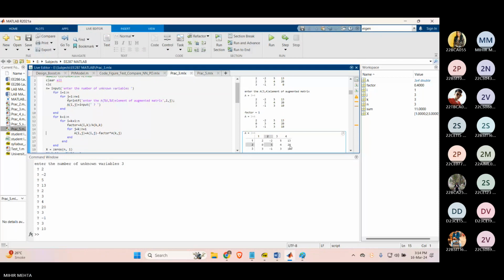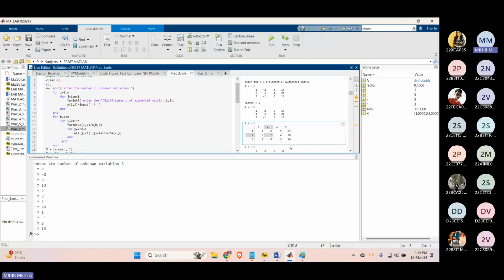Anyone? Anyone would like to answer? -1 and 7. Okay, fine. So first what we are getting is -1, which is correct. And again we run the loop once, and the answer we get is 7. Good.